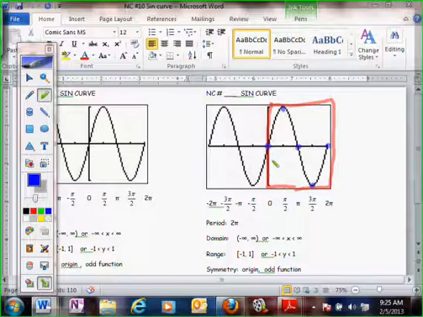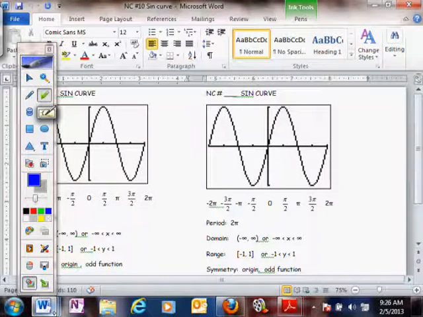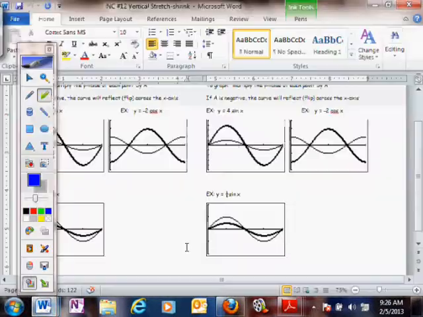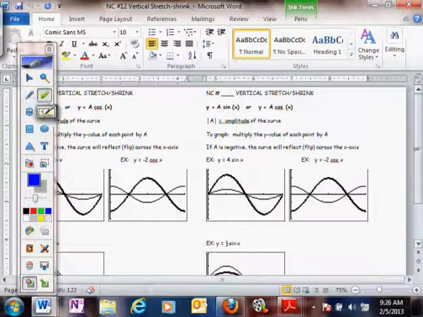Now let's talk about these transformations. The first shift that we're going to talk about is the vertical. Well, we're going to talk about stretch and shrink first. We talked about amplitude on note card 9, and I did talk to you a little bit about amplitude, the amplitude of the trig function being this number out front of sine or cosine.